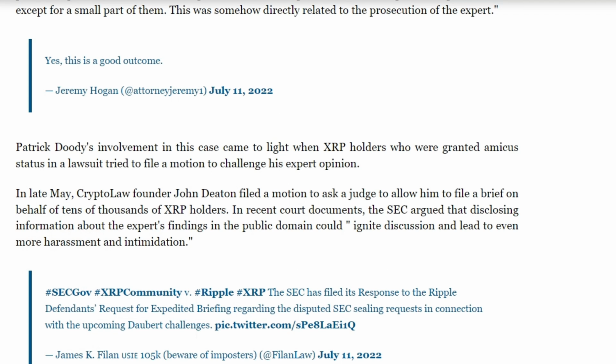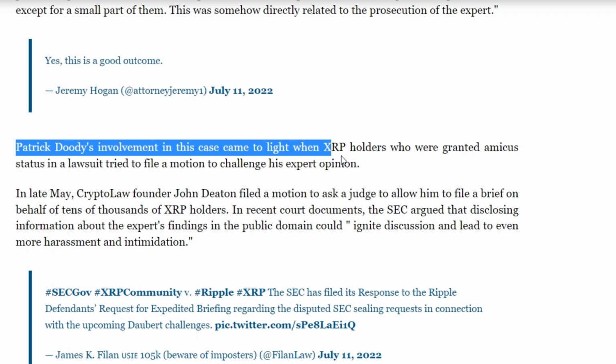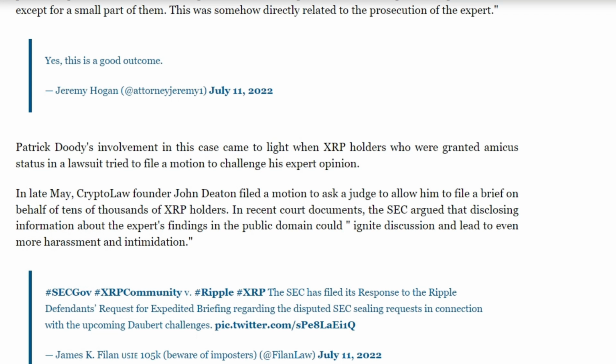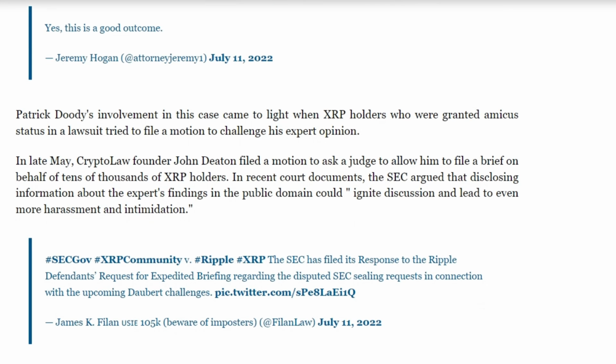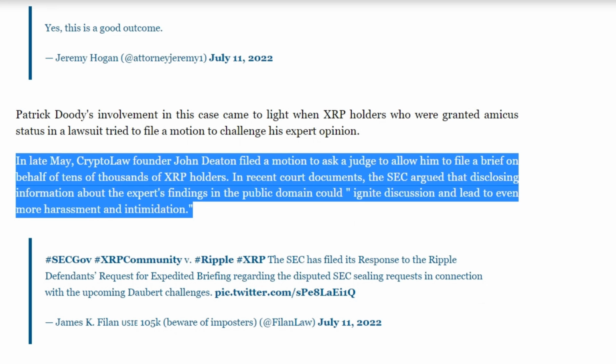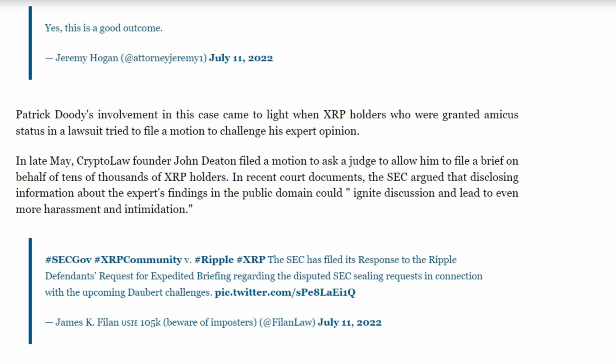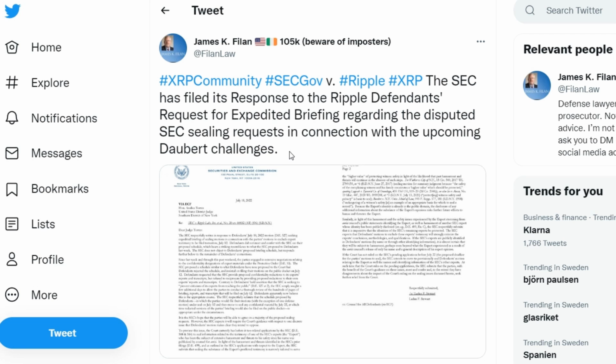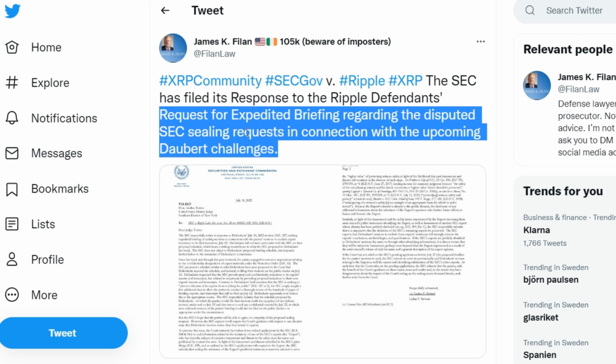Patrick Doody's involvement in this case became known when XRP holders who received amicus status in the lawsuit tried to file a petition challenging his expert opinion. At the end of May, CryptoLaw founder John Deaton filed a motion to ask a judge to allow him to file a briefing on behalf of tens of thousands of XRP holders. In recent court documents, the SEC argued that disclosing information about the expert's findings in the public domain could spark discussion and lead to even more harassment and intimidation. The SEC has filed its response to the Ripple defendants' request for expedited briefing regarding the disputed SEC sealing requests in connection with the upcoming Daubert challenges.